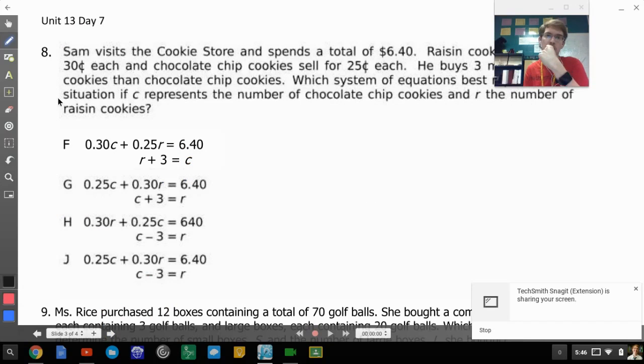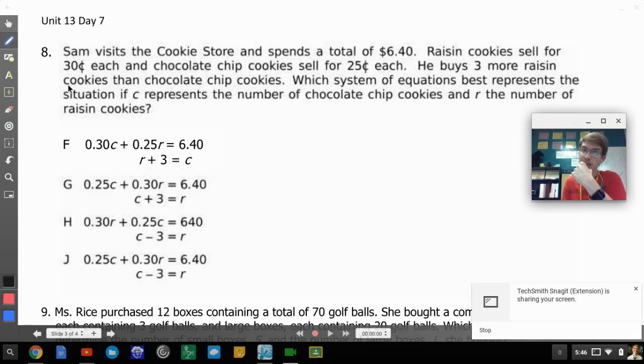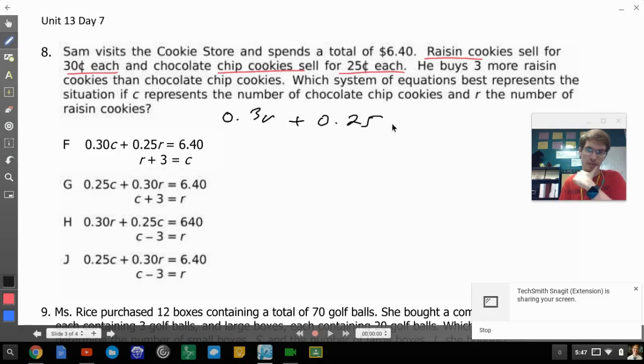All right, Sam visits the cookie store and spends a total of $6.40. Raisin cookies sell for 30 cents each, and chocolate chip cookies sell for 25 cents each. He buys 3 more raisin cookies than chocolate chip cookies. Which system of equations best represents the situation if C is the number of chocolate chip and R is the number of raisin cookies? Okay, so raisin cookies, 30 cents. Chocolate chip, 25 cents. So our R should have 0.3 in front of it. And 25 cents for the chocolate chip into C. And he spends $6.40.